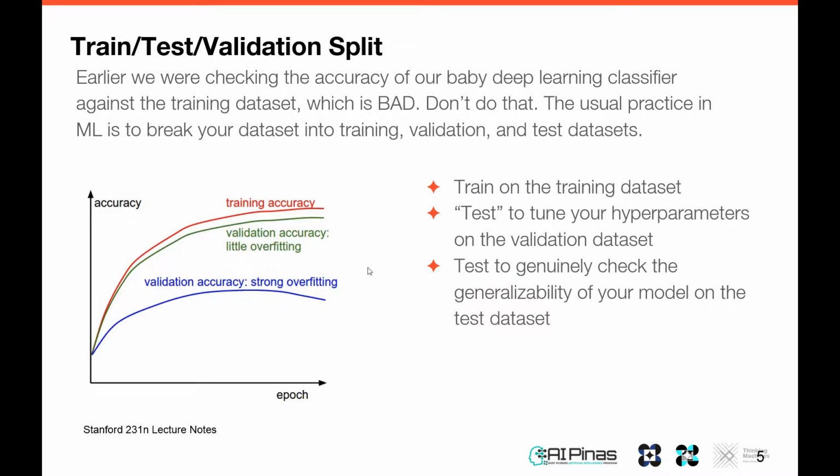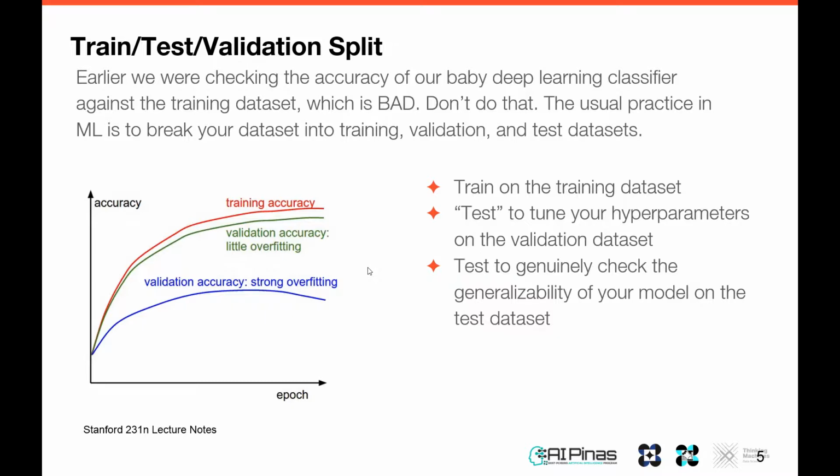So the next thing is talking about train, test, validation split. Earlier, we were checking the accuracy of our baby deep learning classifier against the training dataset. For those of you who noticed that it was bad and have been screaming this whole time, yes, you're correct. It is very bad. Do not do that. For machine learning, you really want to break your dataset into training and test datasets. For deep learning specifically, it's very important to also have a validation dataset. I guess also in generic machine learning.